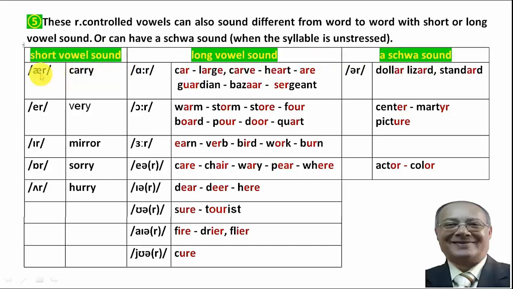Short vowel sound: air, carry, air, very, air, mirror, or, sorry, er, hurry. Long vowel sound: ar, car, large, carve, hard, or, garden, bazaar, sergeant, or, warm, storm, store, for, board, pour, door, court.